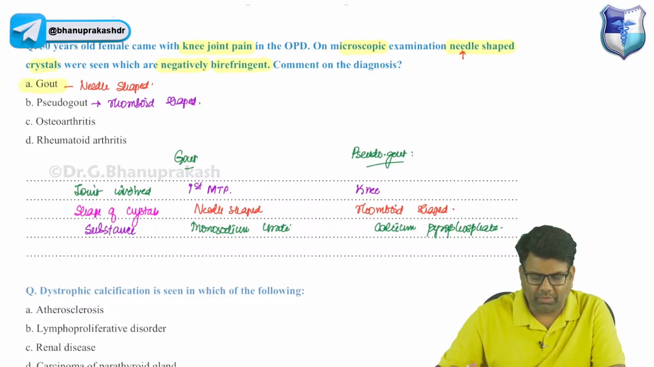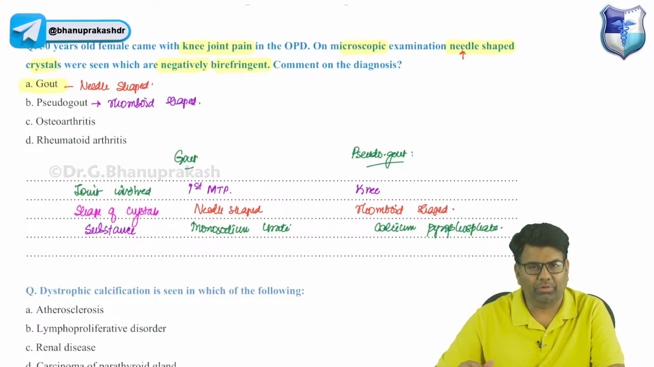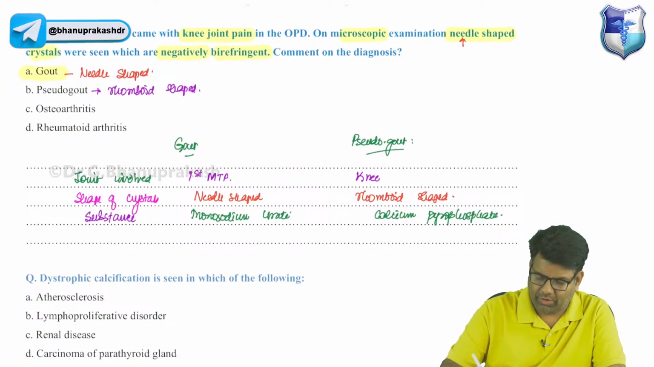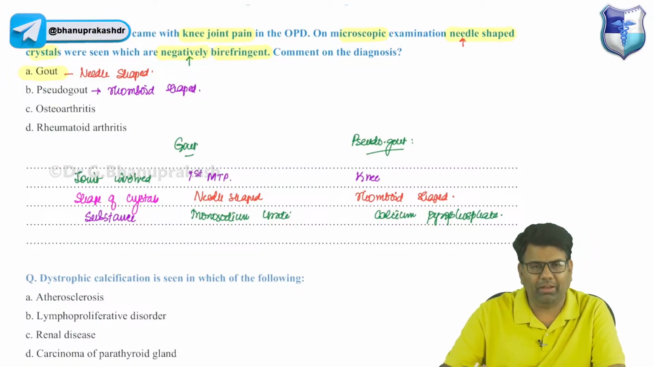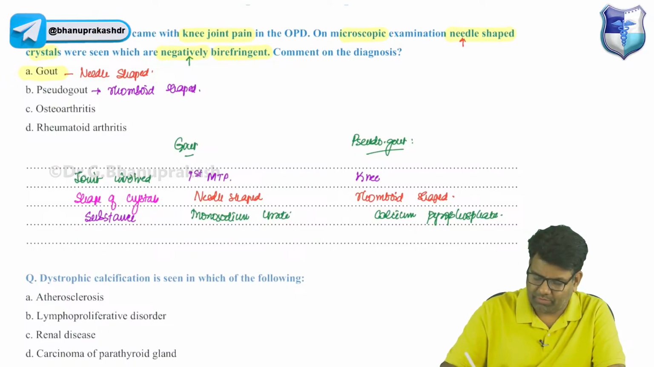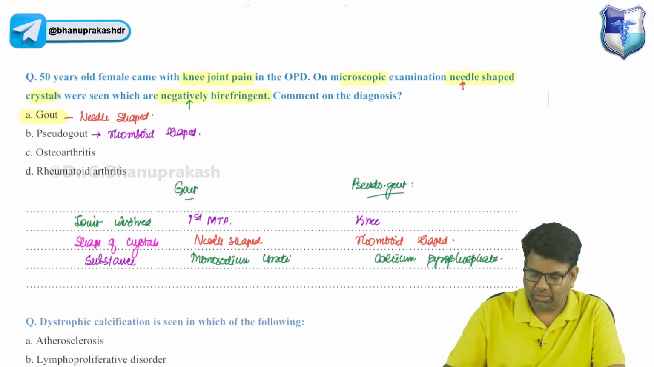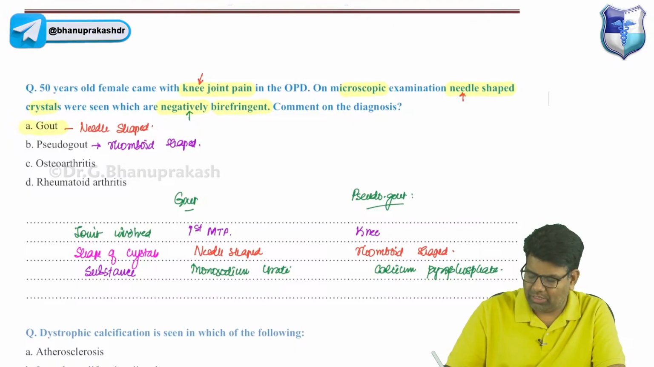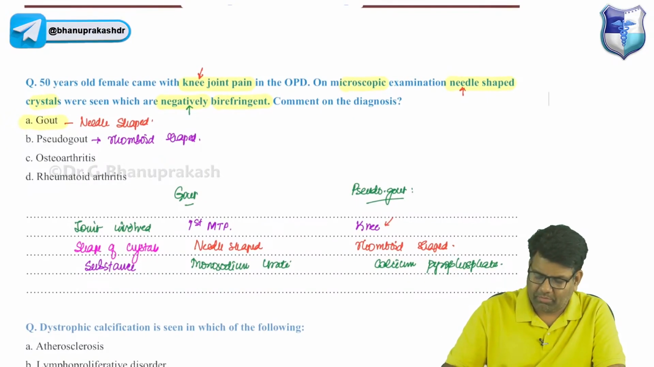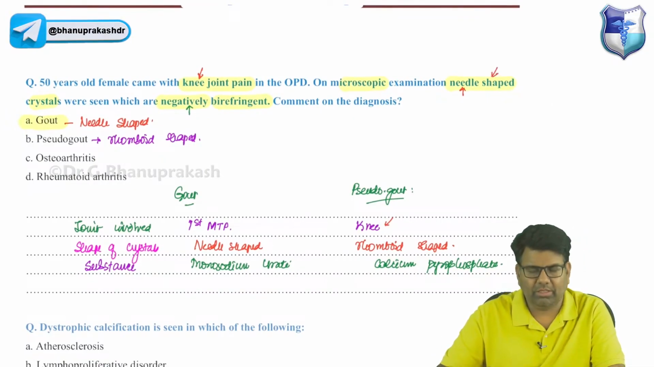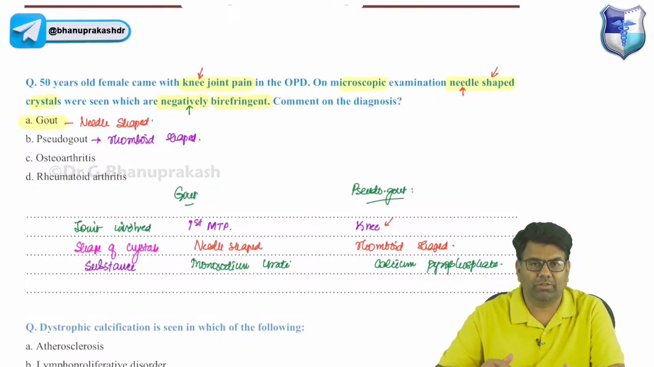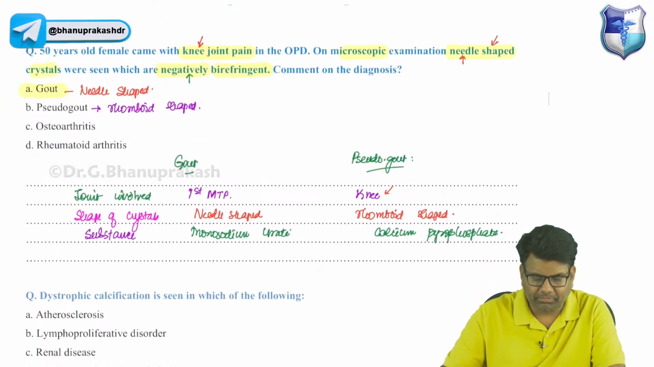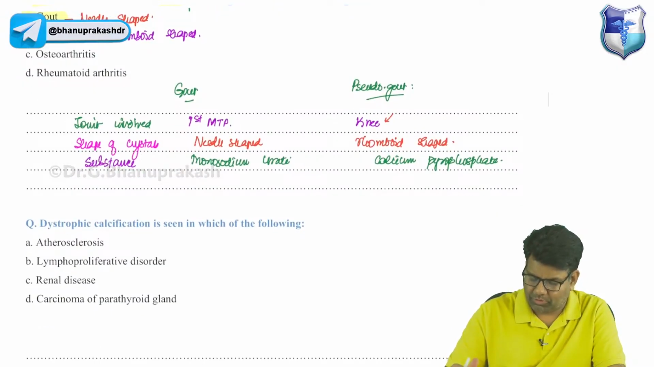So please remember at least these 3 points whenever we are differentiating gout from pseudo-gout. Whenever you find the words negatively birefringent, think of gout. Now here the confusing point was knee joint pain, because the knee is commonly involved in pseudo-gout, but going with the other features, the case is more suggestive of gout. Yes, Pratusha, you are right.